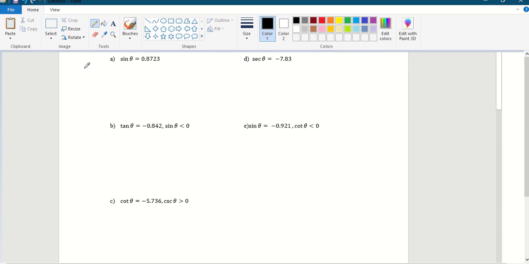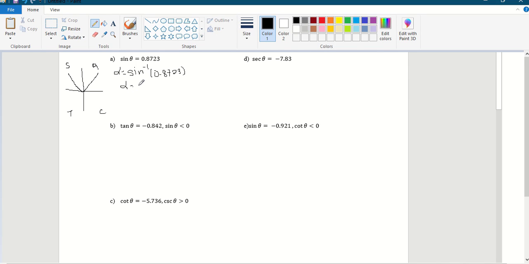0.8723. So for these questions, as we mentioned earlier, we will start with finding alpha first. Let's sketch this first. A, S, T, C. We have sine theta positive, so that will happen here in the first quadrant and in the second quadrant. So alpha here will be sine inverse 0.8723. So sine inverse in your calculators 0.8723 should give us 60.7 degrees.